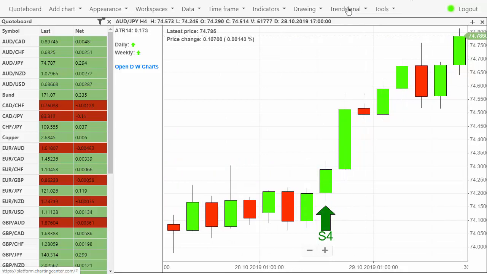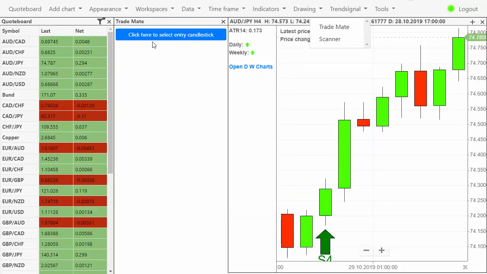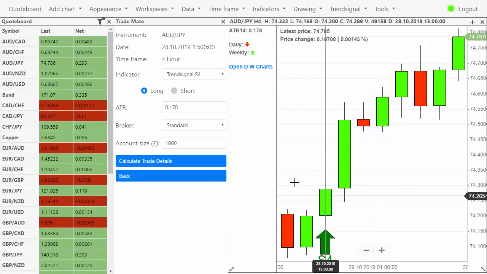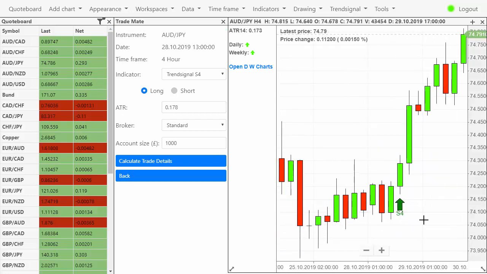So now we have that identified. Just need to go to trend signal trade mate, select the entry candlestick in question. We're going long. We're buying with the market. It's a green arrow. We're using the S4 strategy, S4 just here. So long, ATR is taken as standard from the candle. You can see that just here. ATR is 0.178. Broker is standard, and then enter the amount you're looking to trade with there.